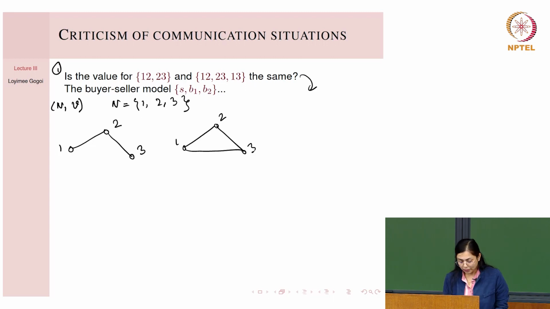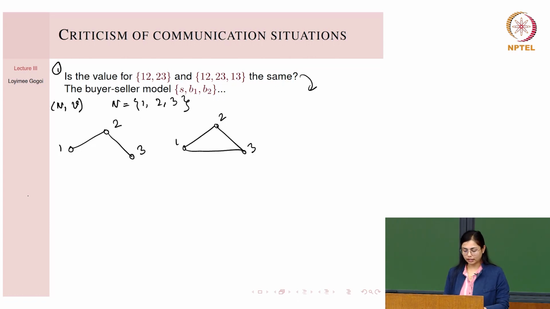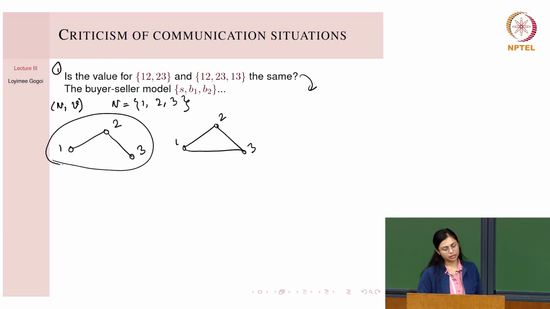But under the communication situation, what happened? We consider that the coalition can generate worth when they have some connection. They have only some connection, but it does not say how they are connected. Even if their network structure is different, we will have the same allocation. So there is one condition. The question is, should this value be equal?